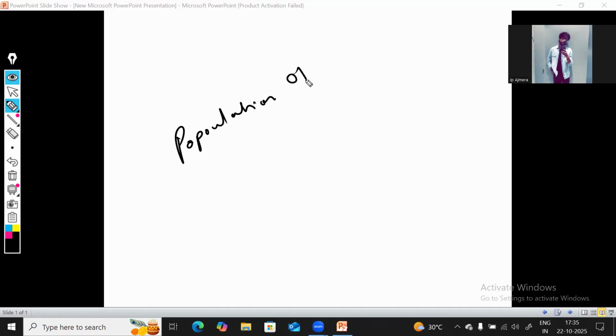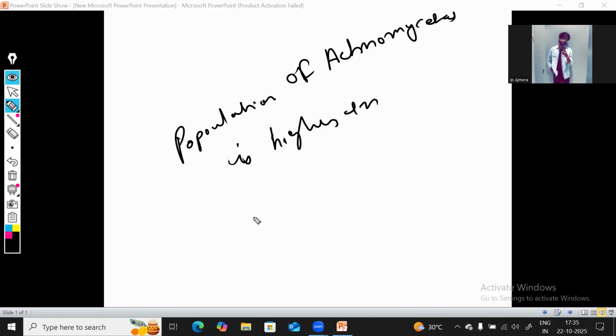Population of actinomycetes is higher in... So the answer would be alkaline soil. Correct? The population of actinomycetes is dominant in this soil, according to pH, that pH range is alkaline.